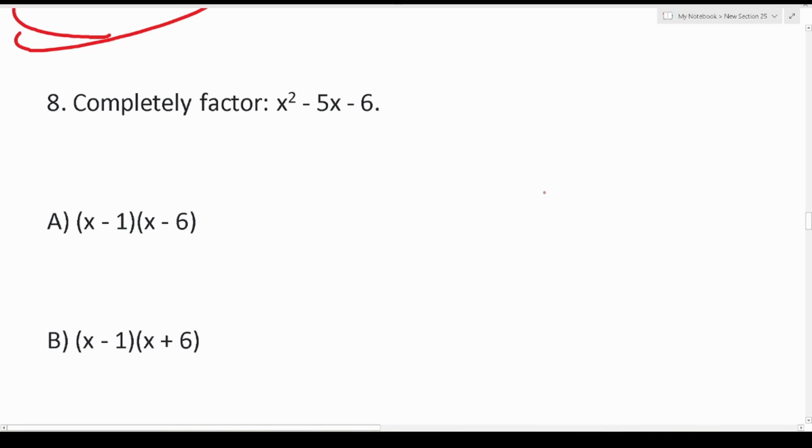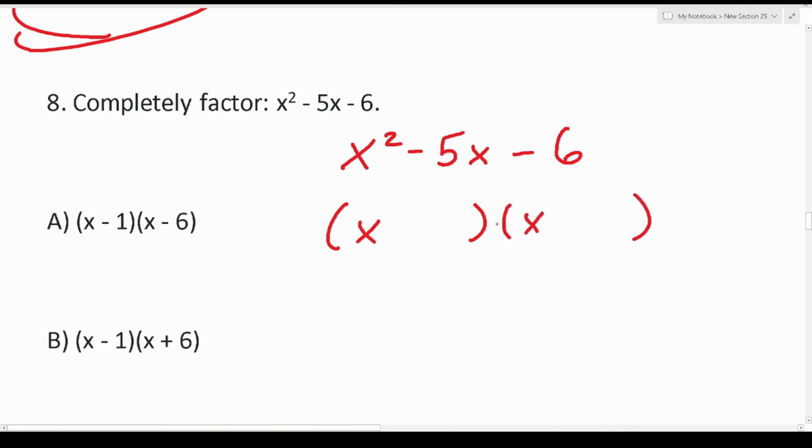All right, number 8 says completely factor. We have x squared minus 5x minus 6. All right, I'm going to copy this down. We have x squared minus 5x minus 6. Whenever you have a quadratic that has a leading coefficient of 1 here, it's going to be factored like this more than likely. X times x. And now we're looking for two factors that multiply to -6 but add to -5.